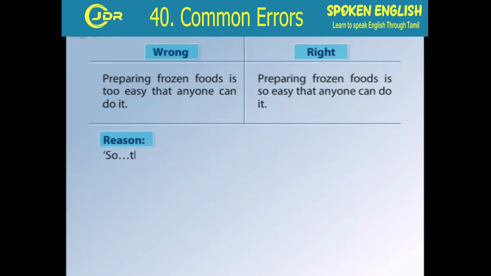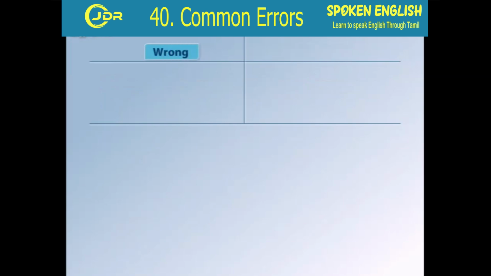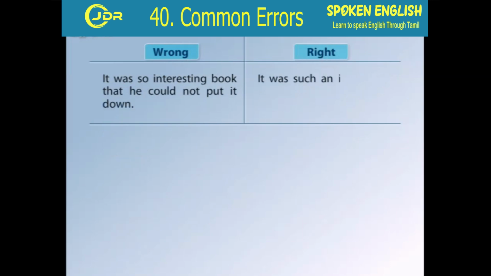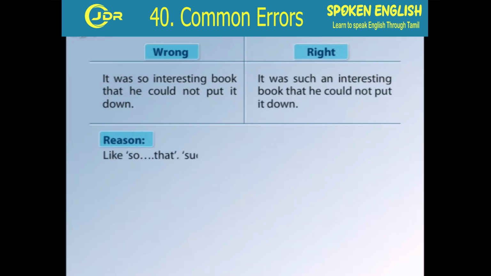Reason, so, that. Wrong. It was so interesting book that he could not put it down. Right. It was such an interesting book that he could not put it down. Reason, like so, that, such, that is also used to show cause and result.